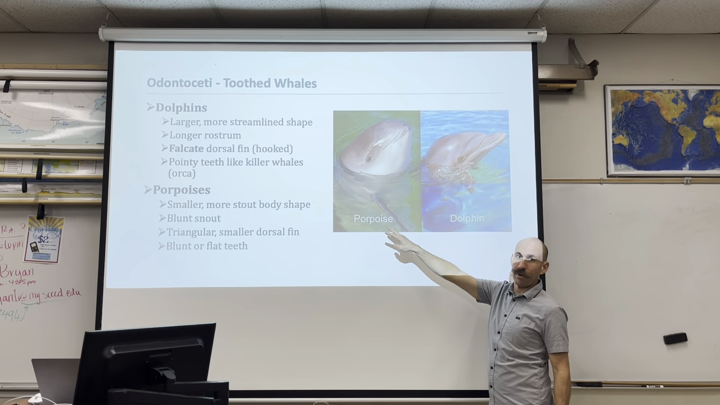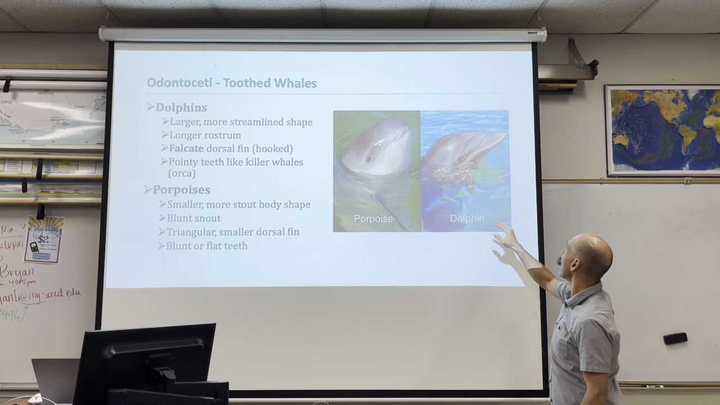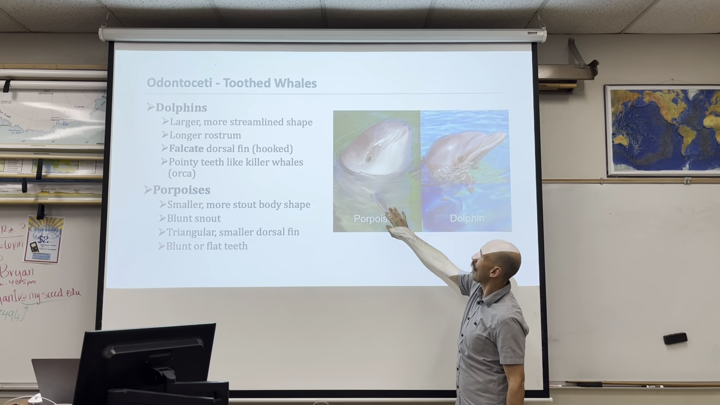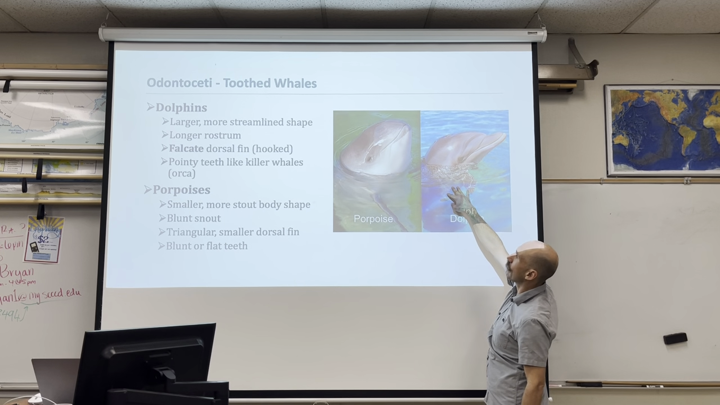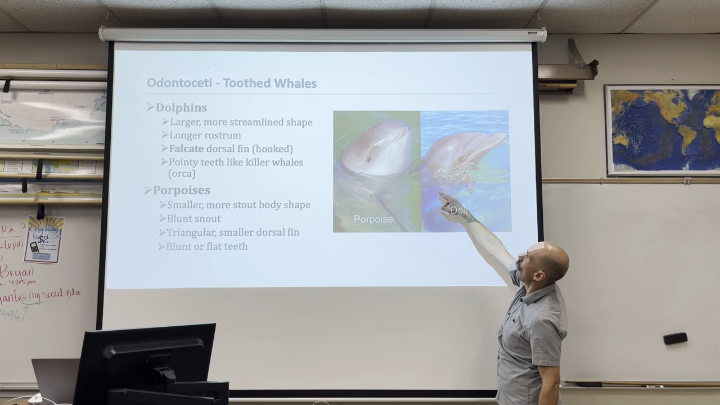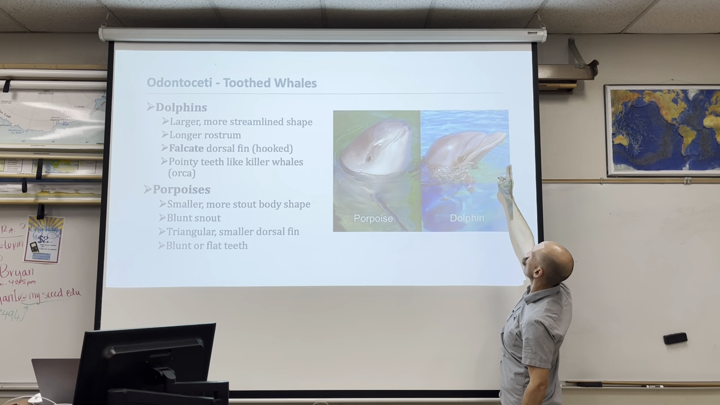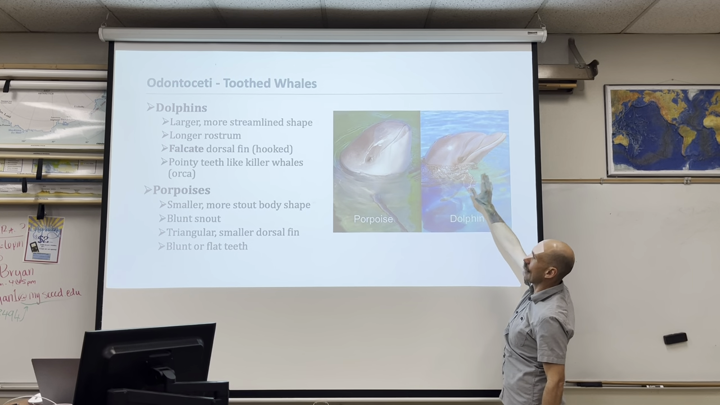Odontoceti, which means toothed whales. So these are the whales that have teeth. Porpoises have a smaller, stout body shape and a blunt snout. Dolphins have pointy teeth, a longer rostrum, and a more streamlined shape with the snout that sticks out.